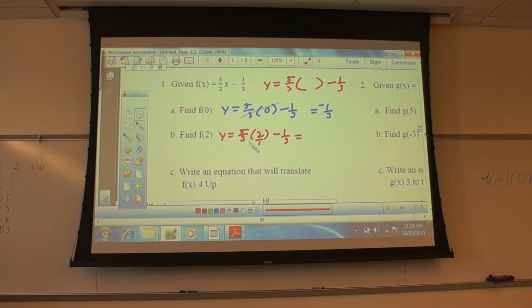So how do you multiply a fraction? You multiply the numerators, and you multiply the denominators. So 5 times 2 is 10. You know what, I'll do the extra step. 5 times 2 over 3 times 1 minus 1/3. So then you end up with 10 over 3 minus 1/3.